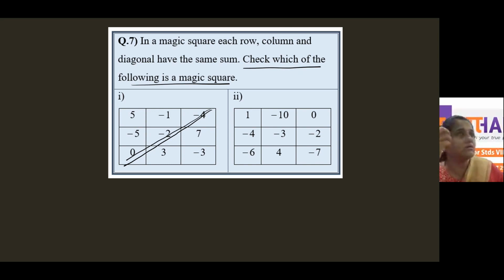The total can be like 55.782. Everywhere that total should be 55.782. Then it's a magic square. Even if one sum is different, it's not a magic square. Very good. Nice question.